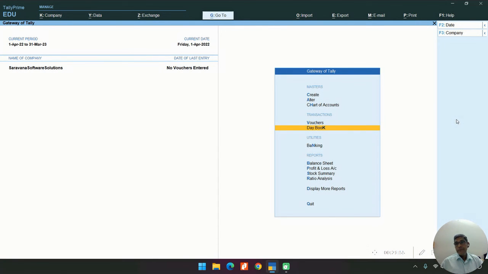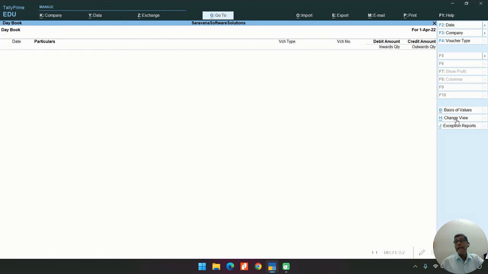Then daybook. All the entries of your day-to-day business transactions that you posted through the voucher window will be listed out. If you made any mistake or any wrong entry, it is possible to modify it also. You are all aware that as per accounting procedures, there are no modifications or changes, but Tally has a feature by which you can modify.